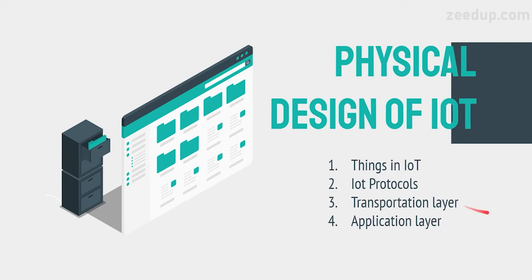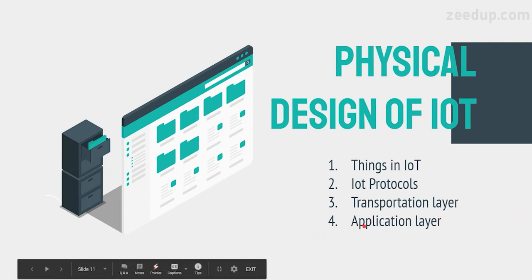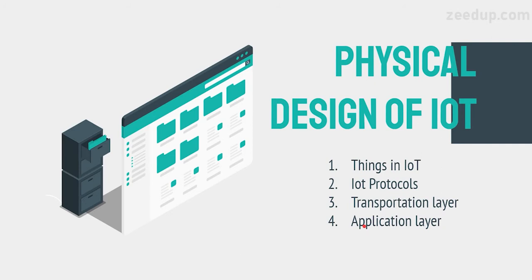So when it comes to the last layer, the application layer, it defines how the application interfaces with the lower layer protocols to send data over the network. And it enables process to process communication using ports.